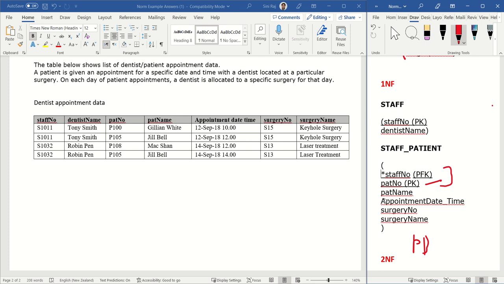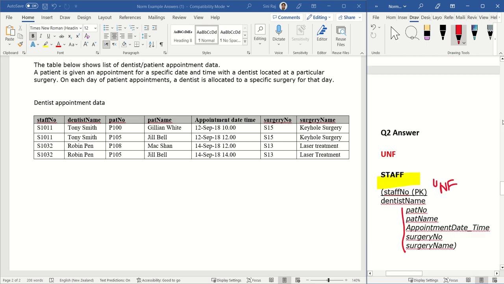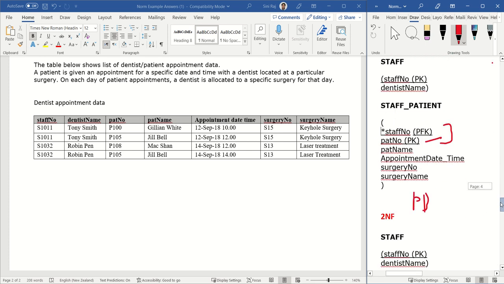So how will you look for the partial dependencies? You will consider all the non-key attributes. The non-key attributes here are patient name, appointment date, time, surgery number, surgery name. So these are all your non-key attributes. You need to identify whether patient name is fully functionally dependent upon patient number. Yes, so there is a partial dependency available here, okay? There is a partial dependency available here.